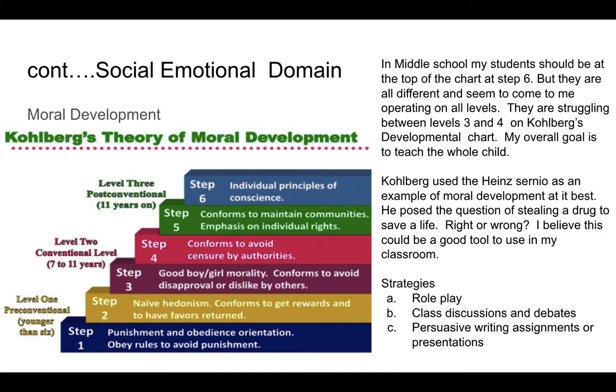Strategies: role play, class discussions and debates, persuasive writing assignments and presentations. Just some of the things that I think go along with what Kohlberg and the Heinz scenario was about. Should I or should I not? Was that the right thing to do, or should we have done something different? Social, emotional domains.